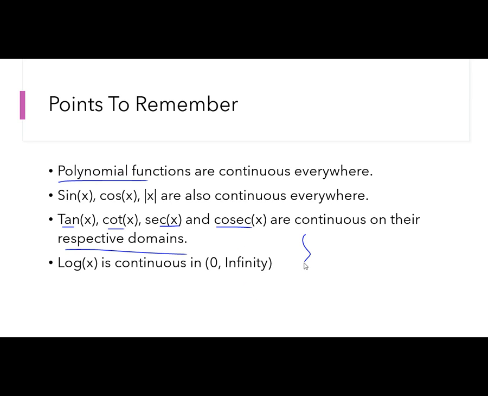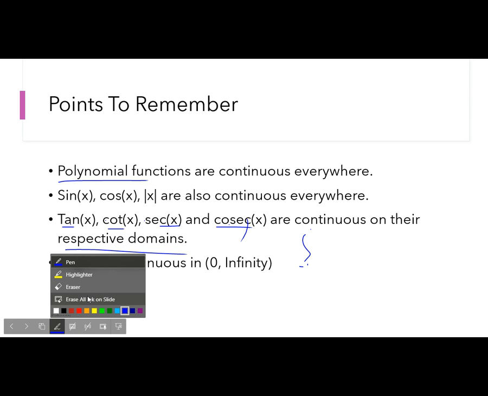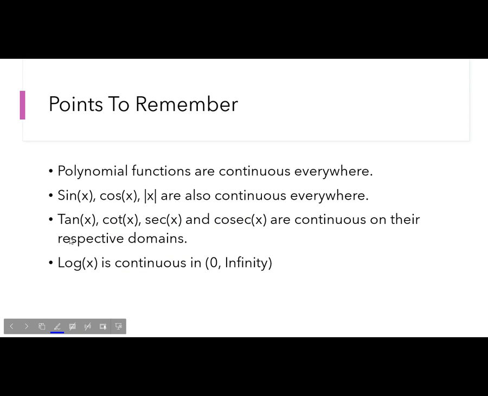I mean, at particular intervals, tan, cot, secant, and cosec are continuous, and on the other intervals of their respective domains, if the question is about those, then they are discontinuous. They have some fixed values at which they become continuous. But sin x, cos x, and mod x, with respect to their limits, are continuous everywhere.